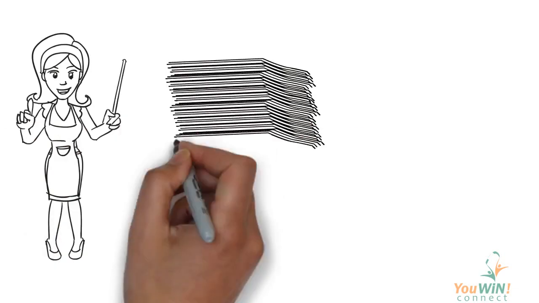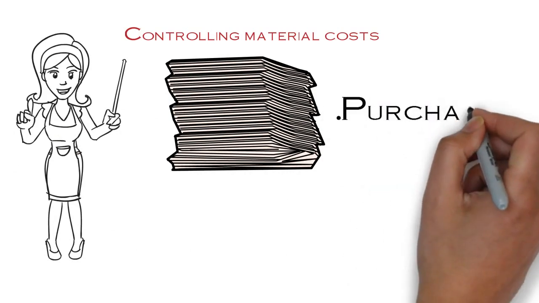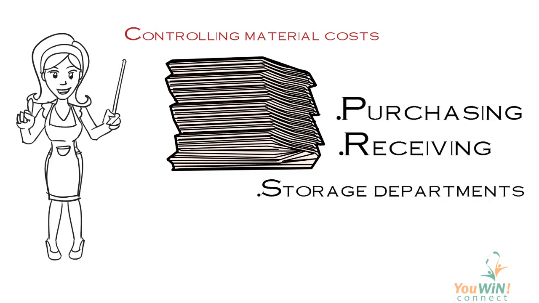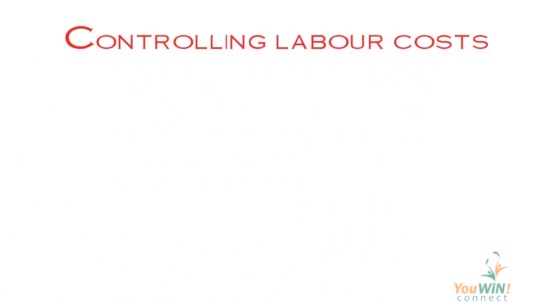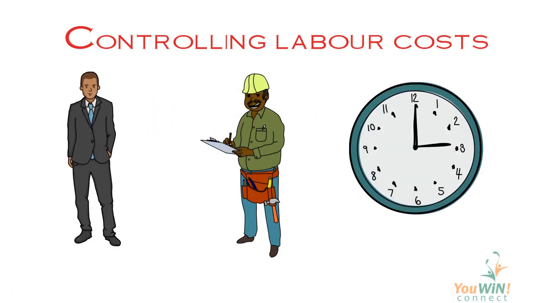In order to control material cost, 3 departments are very crucial: purchasing, receiving, and storage departments. These are key cost centers you need to identify in order to control material cost. We next look at controlling labor cost. The cost centers with regard to labor cost are staff, department, and time. Depending on the type of business you run, you'll be able to control your labor cost looking at the staff, department, and time.